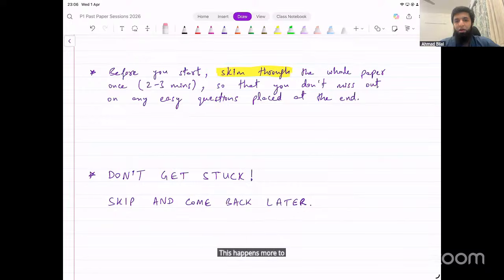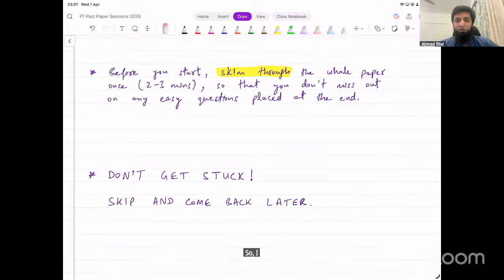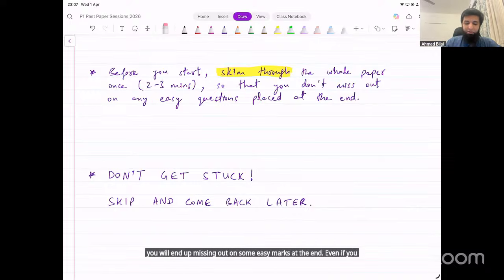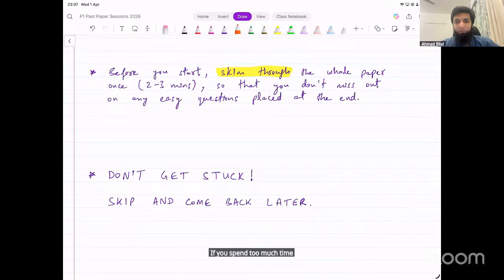This happens more to the better performing students who are aiming for an A or an A star because they have in their mind that, okay, I want an A, I want an A star, so I cannot afford to lose a single mark in the exam. Do not do that, because if you get stuck in the middle of the paper like this, you will end up missing out on some easy marks at the end. Even if you don't miss out on those questions entirely, if you spend too much time in the middle of the paper on a particular question, you will have less time left for the rest of the questions. You'll start to rush a little bit in those remaining questions then and make more careless errors.